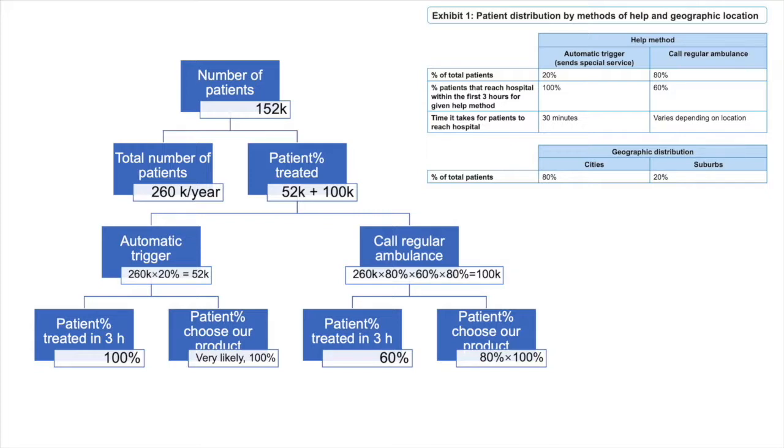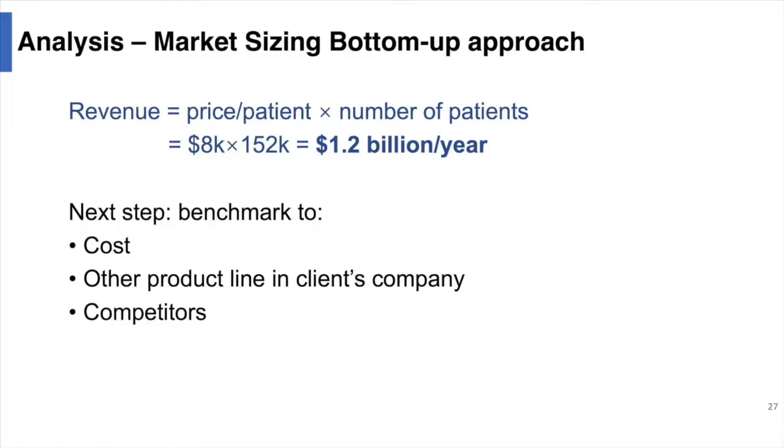So for the total number of patients getting treated, we're just gonna add those numbers together to 152,000 patients. Okay, sounds good. Then we finally solve the number of patients. So to calculate the revenue, we're just gonna use the unit price, which is the price per patient, multiplied by the number of patients, which is 8,000 multiplied by 152,000. And the final result is 1.2 billion per year. So that's my result of the revenue.